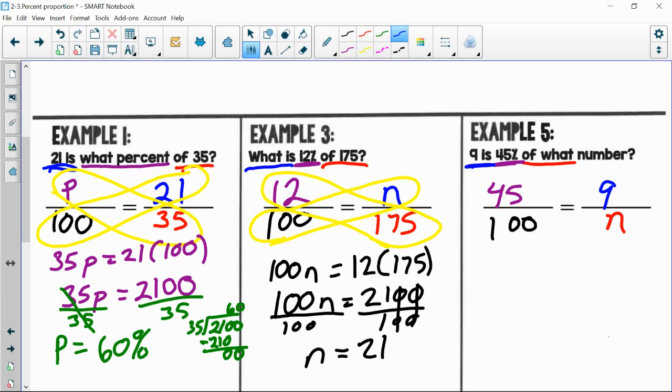Okay, so if you don't know exactly what you're supposed to be putting where, look for those key words. Those keywords are always going to tell you. And then look where the what is. That's the best advice I can give you, folks. All right. Alrighty, so we have to take 45 times n. So that's where my 45n comes from. Then 100 times 9. Well, 100 times 9 is easy because that just makes it 900. And then, of course, we divide by 45.